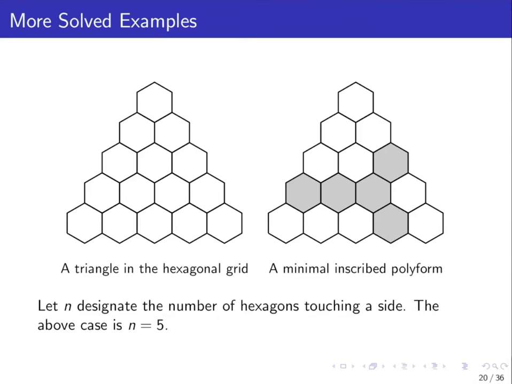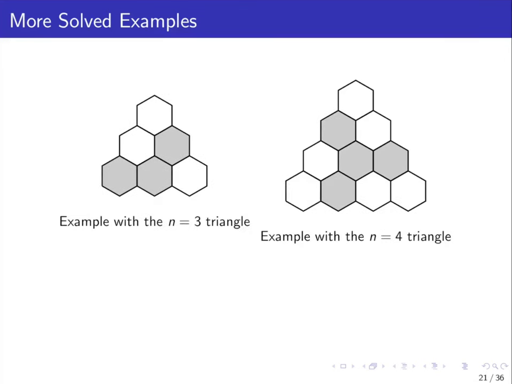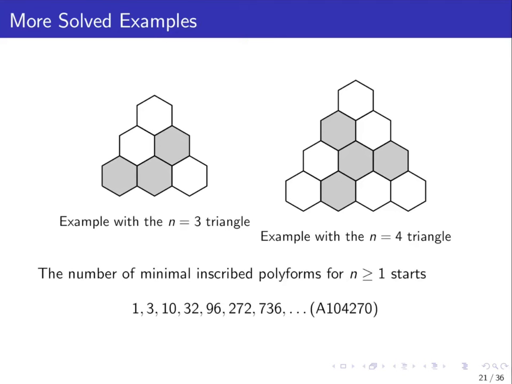So here we have a triangle in the hexagonal grid, as well as a minimal inscribed polyform. Again, let's let n designate the number of hexagons touching a side. The above case, again, is n equals 5. Here we can see some more examples for n is 3 and n is 4. And again, we can take a look at the sequence as the numbers get larger. So in this case, the sequence goes 1, 3, 10, 32, and so on.